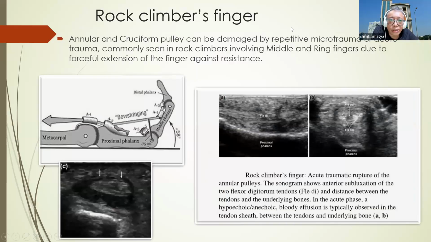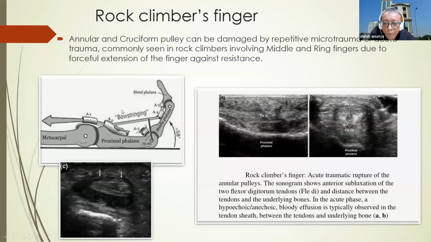Coming to the next problem of the pulley, which is also called rock climber's finger. Basically there is a rupture of not only the A1, but generally the annular and cruciform pulleys. Damage to the annular and cruciform pulleys can be due to repeated microtrauma or acute trauma, which is commonly seen in rock climbers, especially in the middle and ring fingers. It usually happens when the finger is forcefully flexed against resistance.